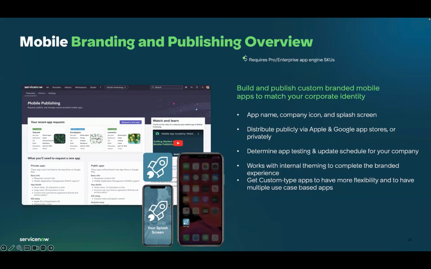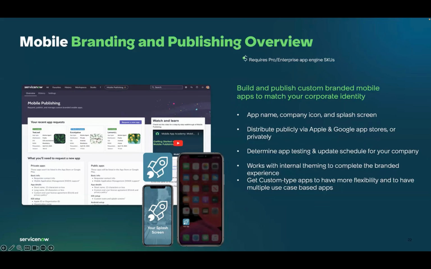But here in the branded apps, you could have it customized as per your brand identity. And please do note that it is a paid plugin, and the name of the plugin is Mobile Publishing. So you will see that on the store. The name is Mobile Publishing, and it is available with the Pro and Enterprise package of your existing entitlements, or with the App Engine SKU, or it is also available as a standalone SKU.